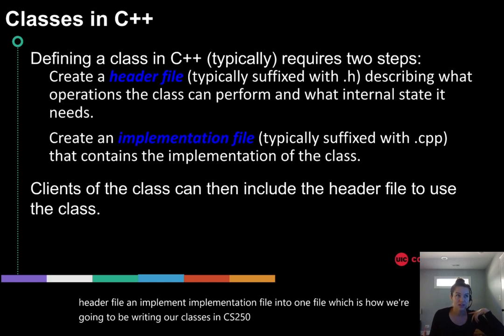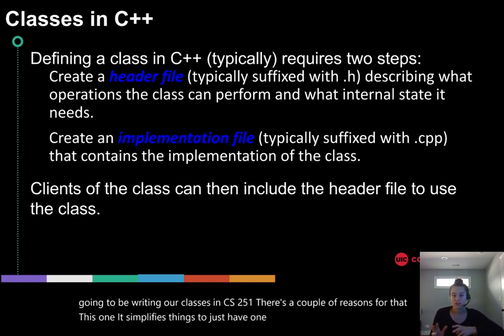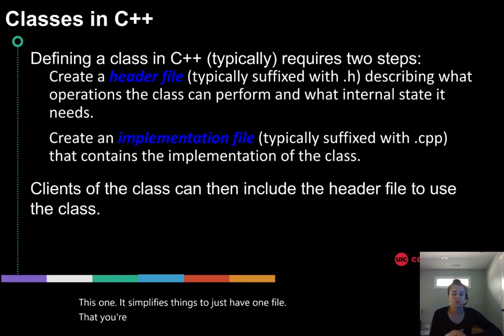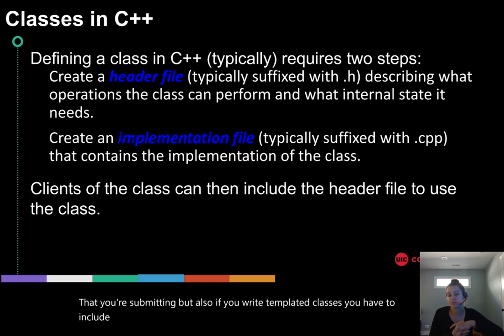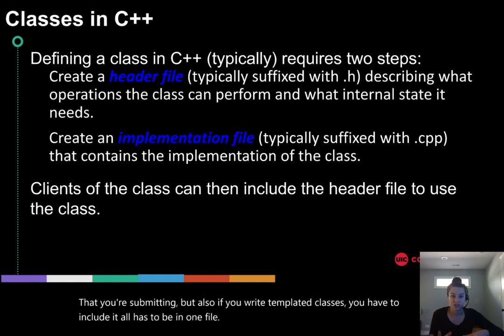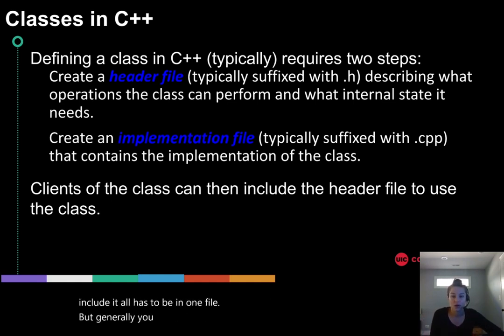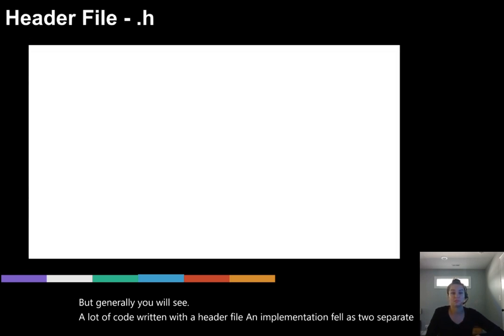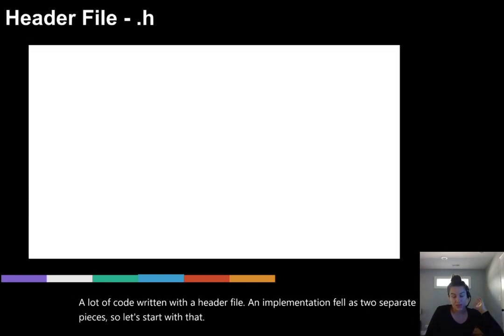There's a couple reasons for that. One, it simplifies things to just have one file that you're submitting, but also if you write templated classes, you have to include it. It all has to be in one file. But generally, you will see a lot of code written with a header file and an implementation file as two separate pieces. So let's start with that. So let's start with the header file.